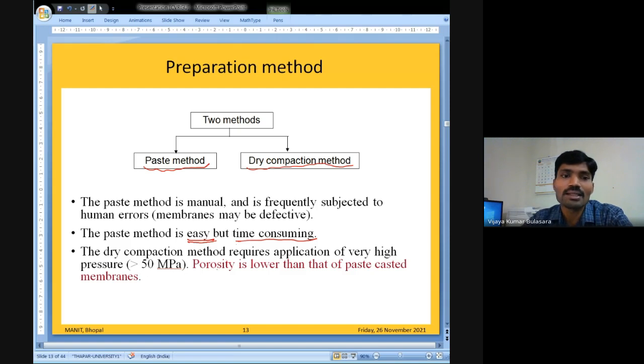Then when you compare the product, that is, a membrane prepared using the same raw materials but with different methods, in the case of the dry compaction method, the porosity obtained was lower, whereas in the case of the paste method, the porosity was higher. The main reason is that we are adding water to make the paste. Then in the drying process, when the water evaporates, that also creates some vacant spaces within the membrane matrix, which adds to the porosity of the membrane. Porosity is the fractional void volume within the membrane matrix.